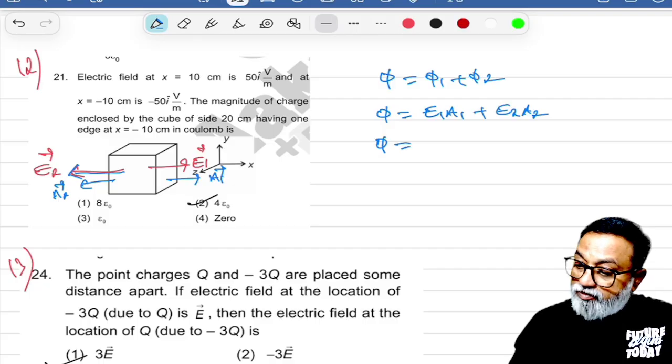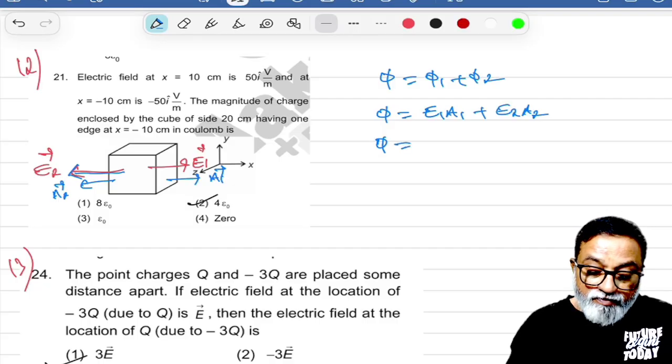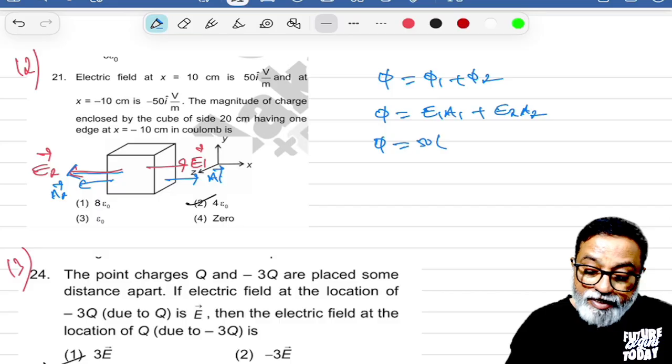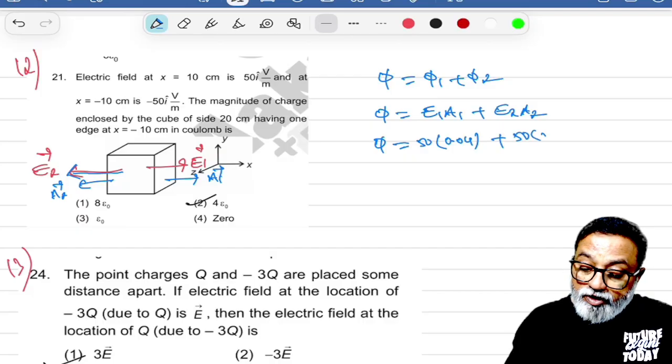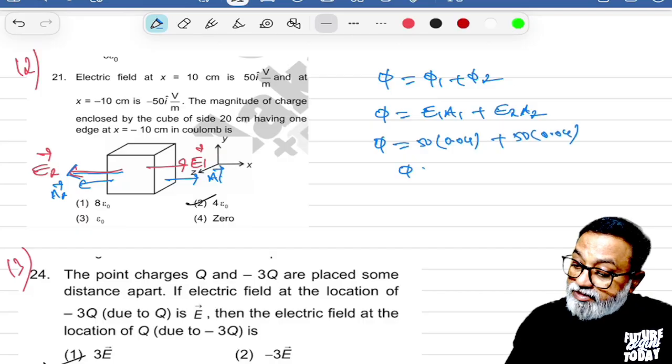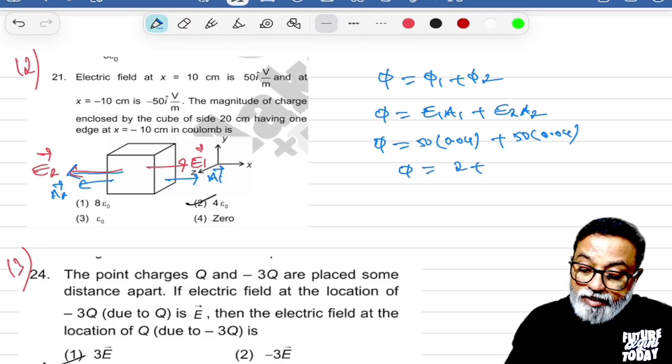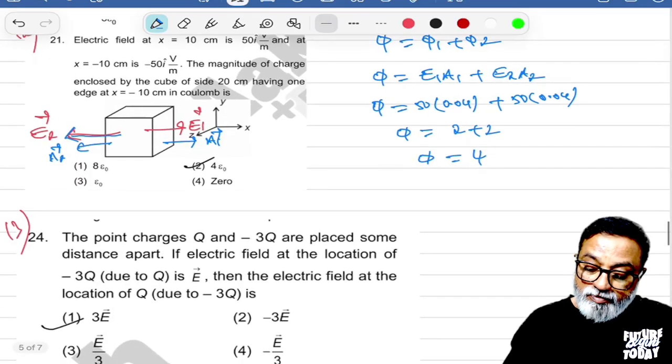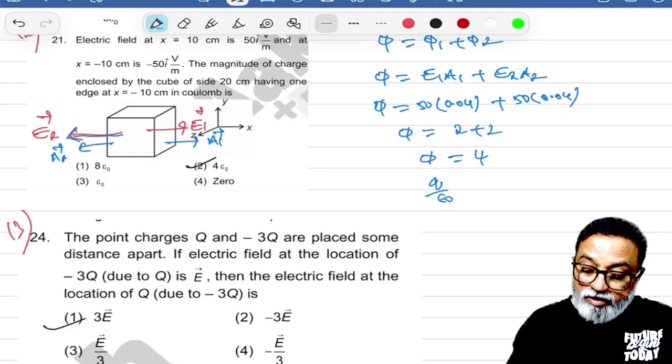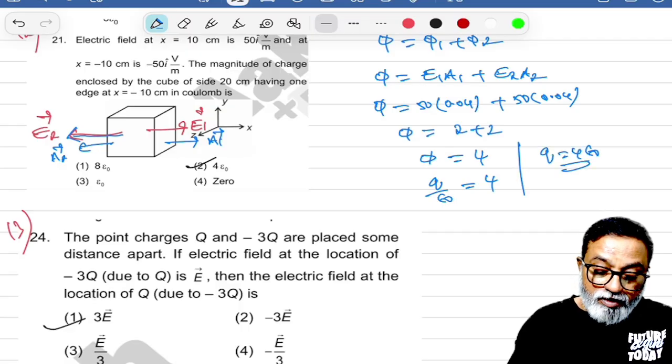Therefore, phi is equal to E1, given as 50, into the area. The cube has side 20 centimeter, so that is 0.2 meters. Therefore 0.2 into 0.2 is 0.04. E2 is also 50 into 0.04. Therefore flux is equal to 2 plus 2, so flux phi is equal to 4. But flux is nothing but Q by epsilon naught, that is equal to 4. Therefore, Q is equal to 4 epsilon naught. Answer B is correct.